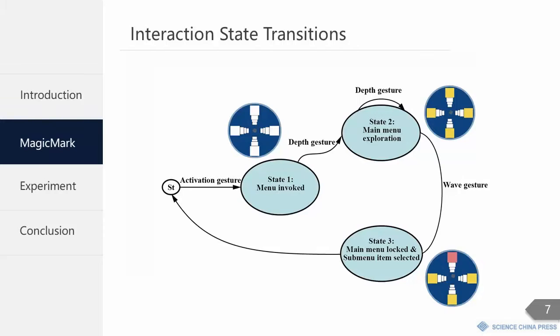Take a 4 times 4 menu as an example. First, the user holds his or her dominant hand with an activation gesture to bring up the menu. State 1. The dominant hand moves forward or backward to select the depth level in root menu. State 2. When the user makes a waving gesture that determines the depth of the menu, an item in the submenu is selected based on the gesture direction: up, down, left, right. State 3.